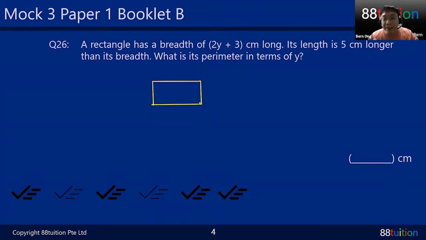Okay, the length is the longer side, the breadth is the shorter side. A rectangle has a breadth of 2y plus 3. So down here, the breadth is 2y plus 3. Down here is also 2y plus 3. So the breadth is the same length as the breadth. The length is the same length as the length over here. Is that okay?